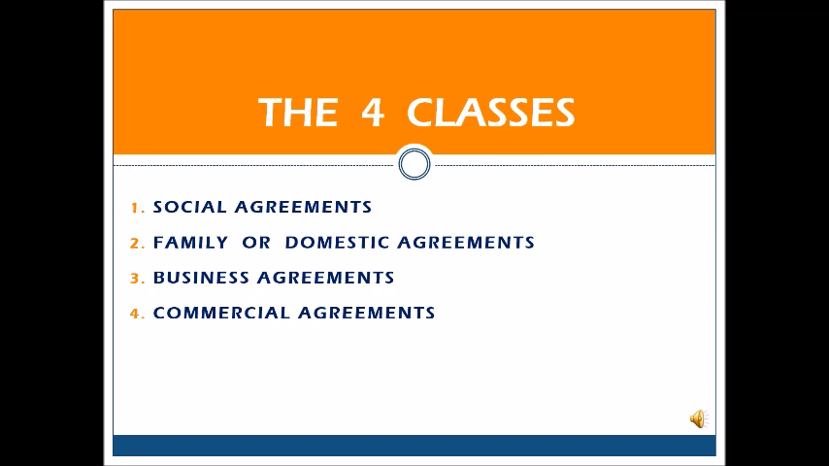The second one is family or domestic agreements. In case of family or domestic agreements, that is agreements between a husband and wife, a father and a mother, a brother and his father, or a mother and her daughter, where there are family or domestic relations involved, here also parties do not intend to create legal relations.